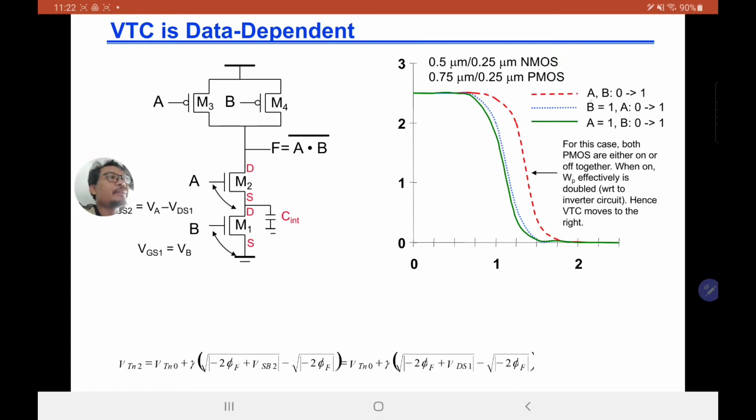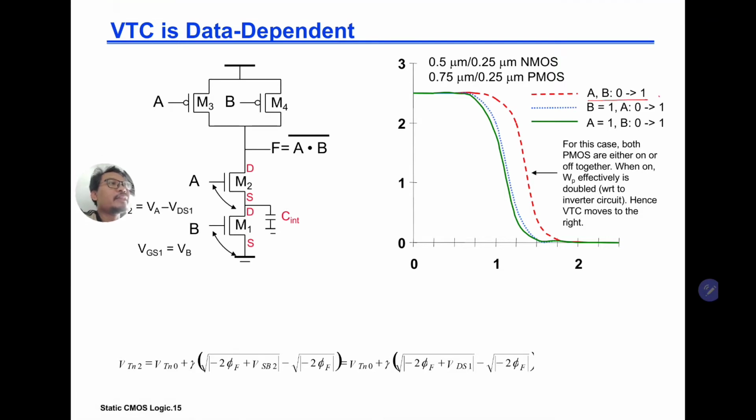So if you give AB both 1, okay, AB transition from 0 to 1. So if you give a 1, it will start to pull down, and in this case both the PMOS are either on or off together. When on, WP effectively is doubled with respect to the inverter circuit, hence VTC moves to the right. So you can see that the VTC actually depends on the set of input that you give. Okay, we'll see more example later on.